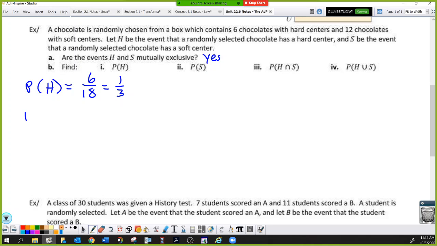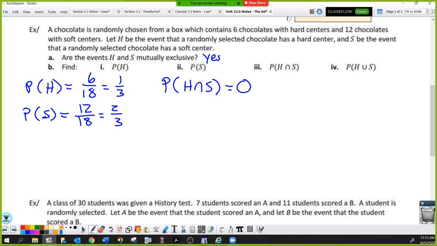What is the probability of a soft center chocolate? Well, it would be the rest of the chocolates, wouldn't it? It should be 12 out of 18, which is 2/3. They are mutually exclusive. So what is the probability of H intersect S? 0. The intersect does not exist. Well, if the intersection does not exist, then what is the probability of H union S? 1.